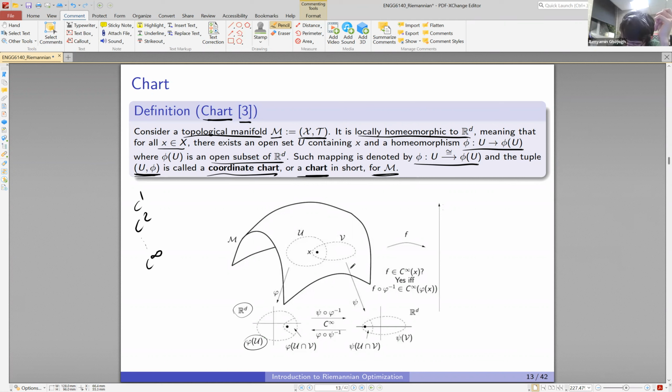Another chart is this V and this mapping psi, right? So we have many charts, not just one. So this is a chart, this is a chart, and we can go back and forth between the charts, as I explained. Okay.